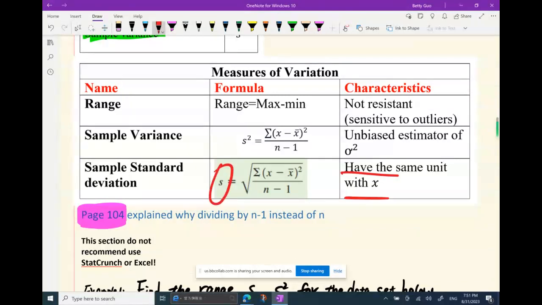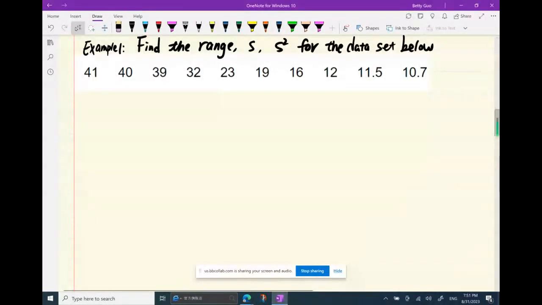They sometimes ask you the unit of S and then ask you the unit of S squared. You're going to know S has the same unit as the values in the data set, but the unit of S squared is going to be the square of the unit of the data values in the data set. Okay, now let's look at questions.